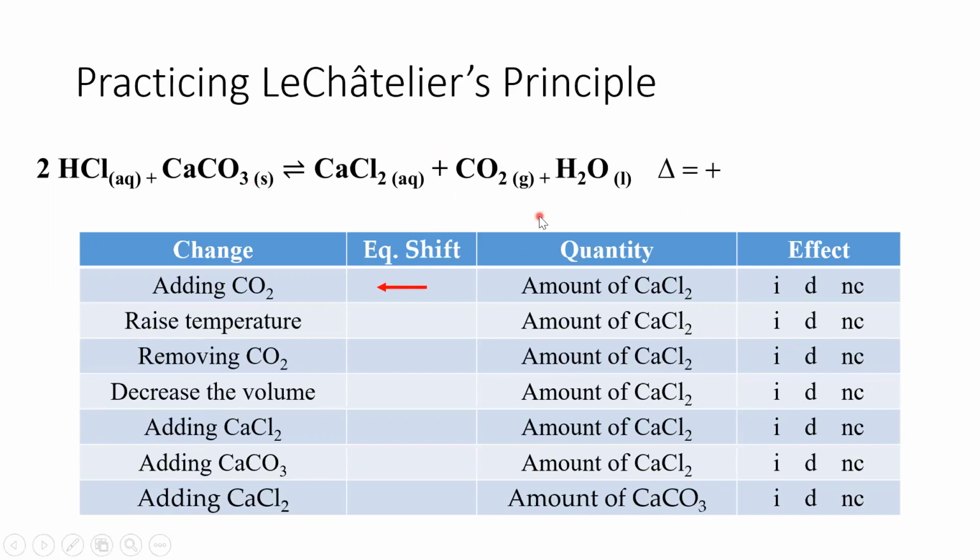Okay, so the next part of the question asks us about the quantity of something. So what would happen to the amount of calcium chloride in the solution? And this just means increase, decrease, or no change. So if the system is going to shift to the left because we added carbon dioxide, what's going to happen to calcium chloride?